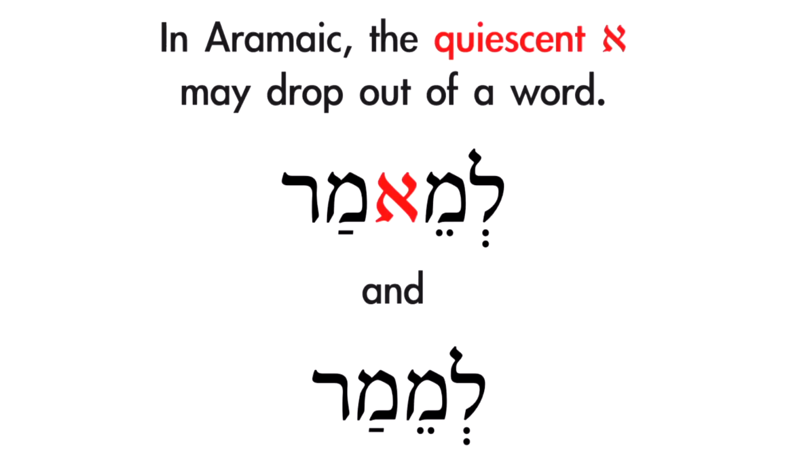The point here is that in Aramaic, the quiescent aleph may drop out of a word. Now look at these two examples. In the first example above, we see the form la memar. Now the aleph that is highlighted in red is not pronounced.